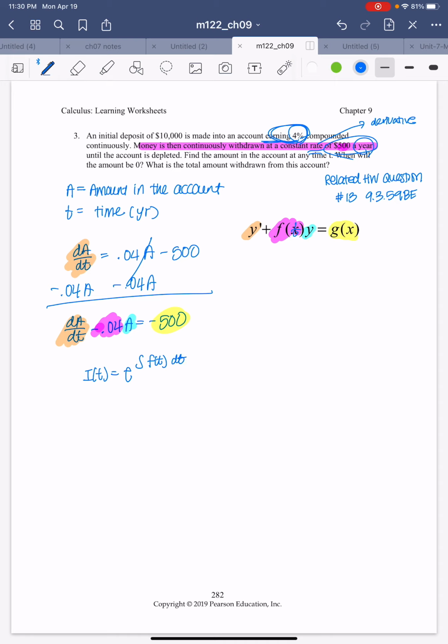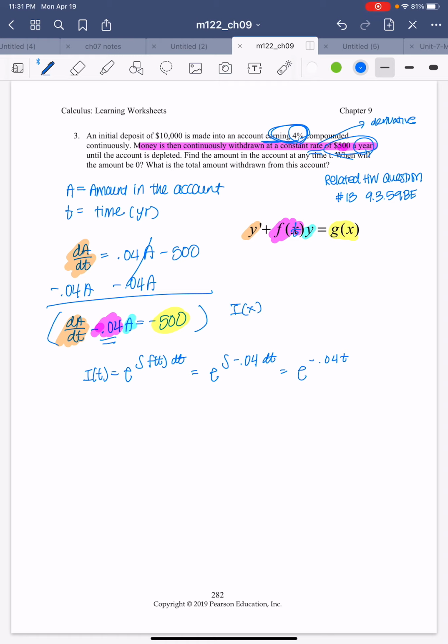So my integrating factor is e raised to the integral of negative 0.04 dt. So this one will be e raised to, this is an easy antiderivative, negative 0.04t. So I'm going to multiply the entire equation by my integrating factor.